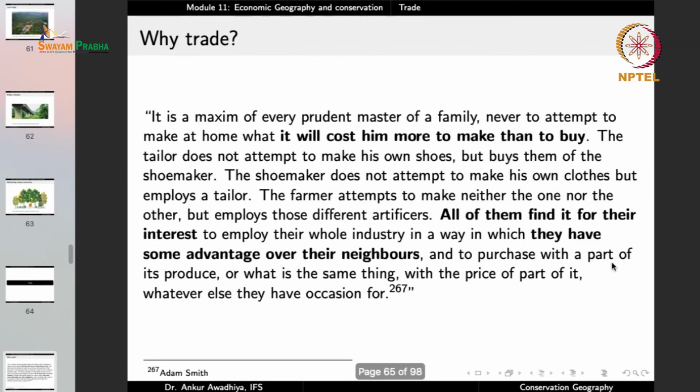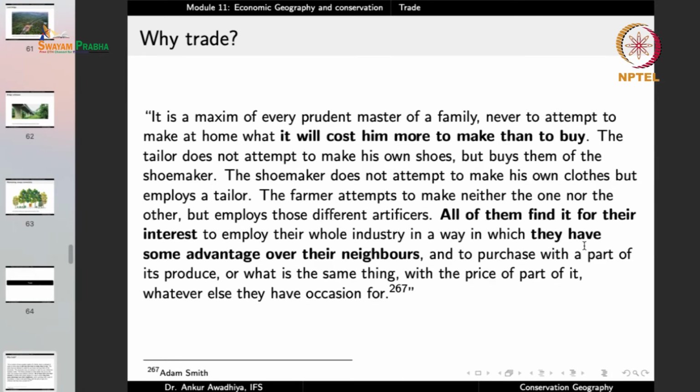Next, we had a look at trade. And we saw that trade happens because it is much more rational for people to buy things that are cheaply available as compared to making them. So people never attempt to make at home what it will cost them more to make than to buy. And it is in their own self-interest. And because people are guided by this self-interest, we should not use a means to reduce this trade, otherwise we will be hampering the self-interest of everybody.